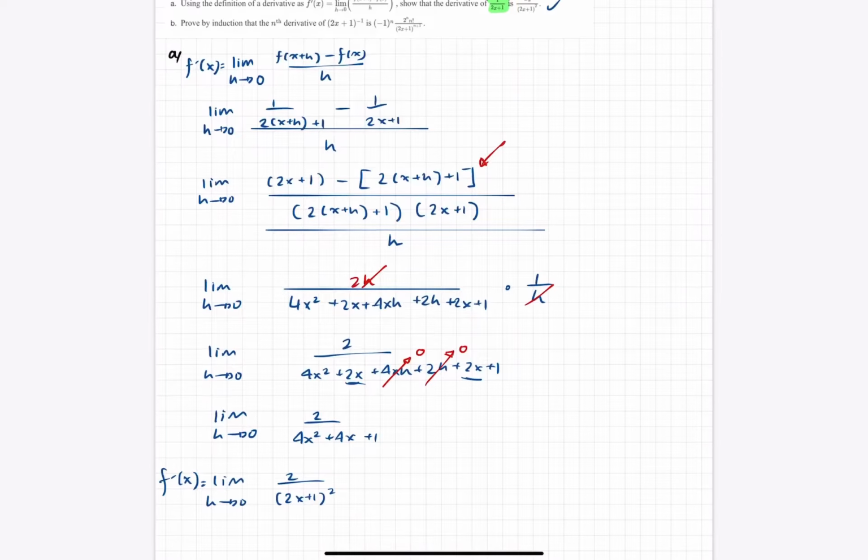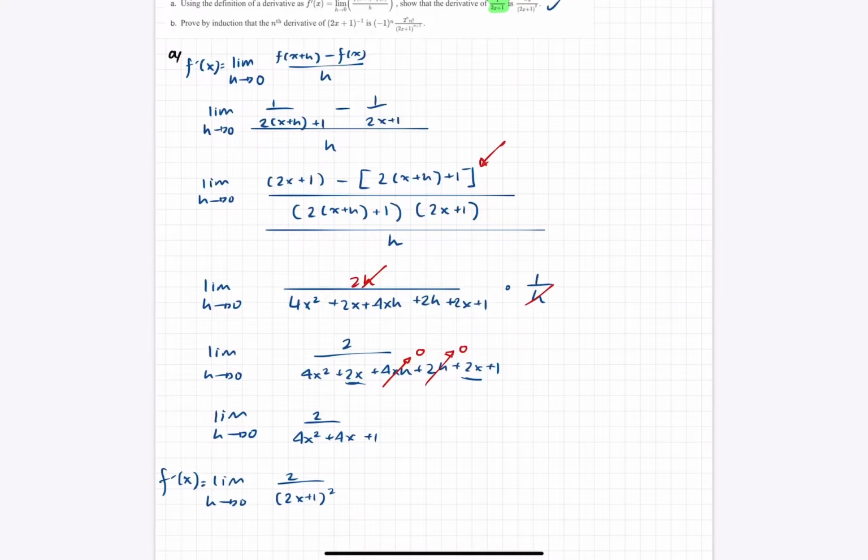Let's first express this entire statement in something we can understand. Let's say that the nth derivative, d^n/dx^n, of (2x plus 1) to the negative 1 is equal to (negative 1) to the n times 2 to the n times n factorial, over (2x plus 1) to the n plus 1.